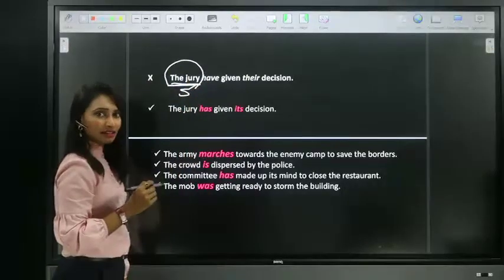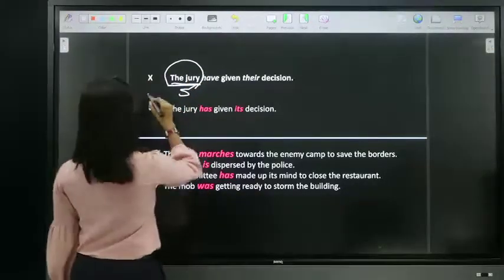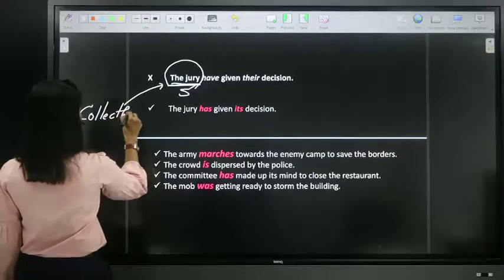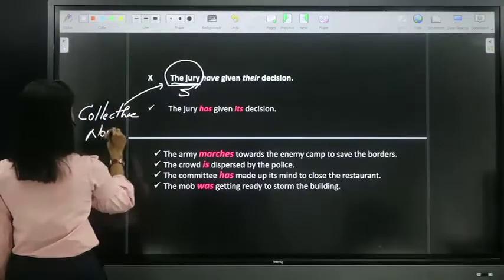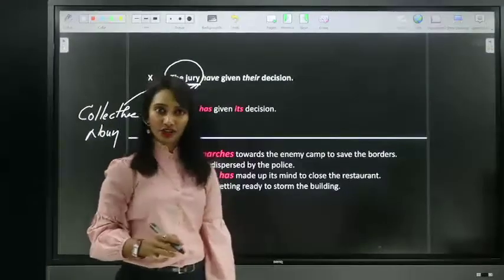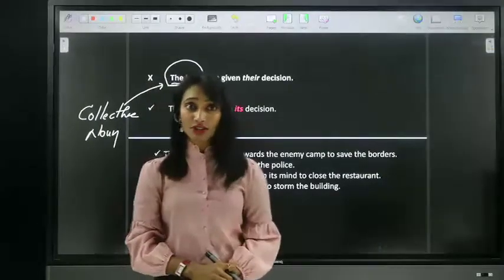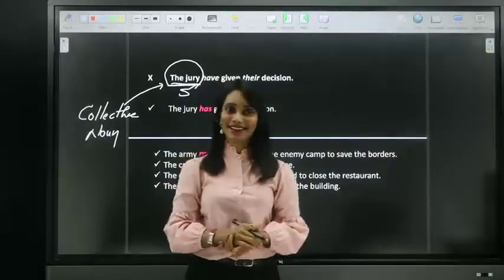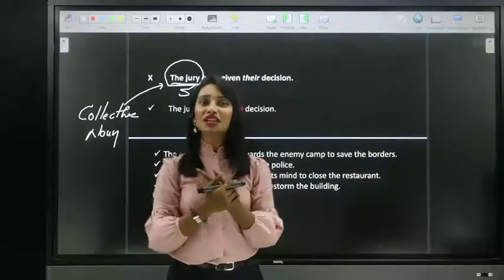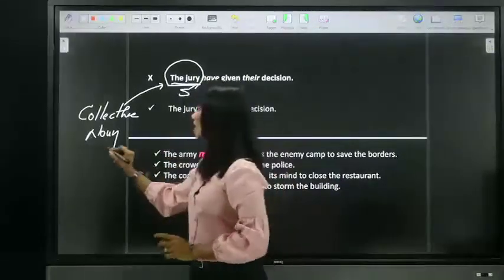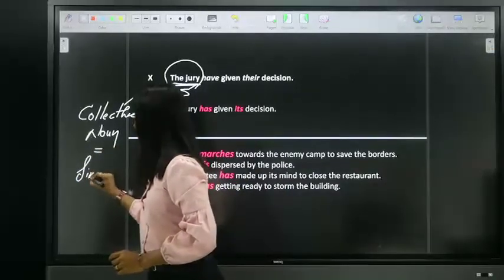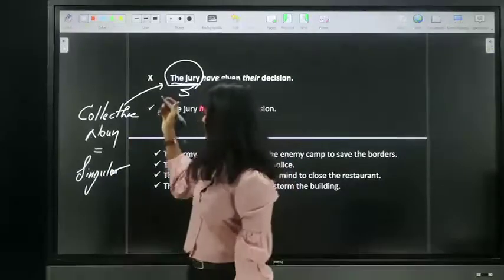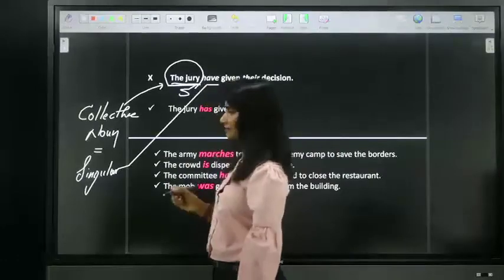We have discussed yesterday the types of nouns. Jury comes under collective noun, right? Jury is a collective noun. We all know collective nouns are the nouns which are nothing but a group of nouns of the same kind or class taken together and treated as a single entity. That means all collective nouns are singular nouns, right? When the subject is singular, the verb must be singular.